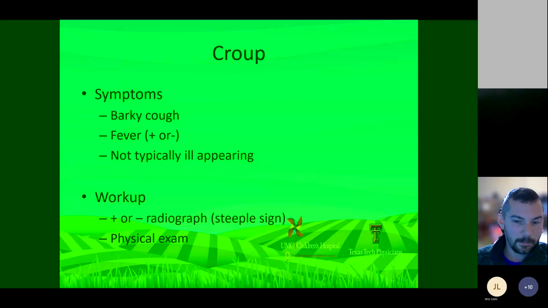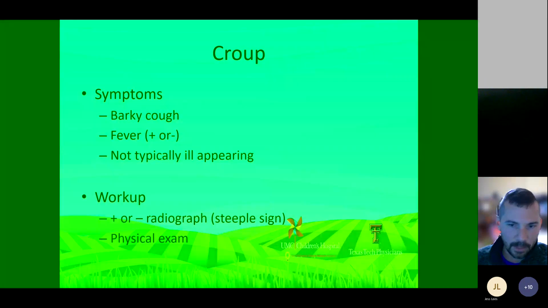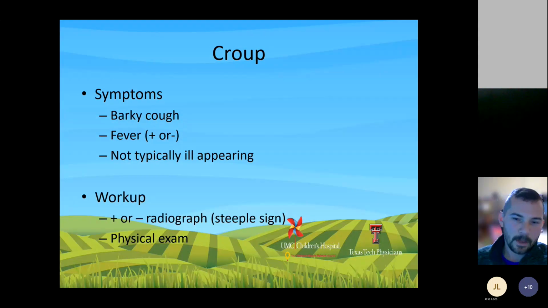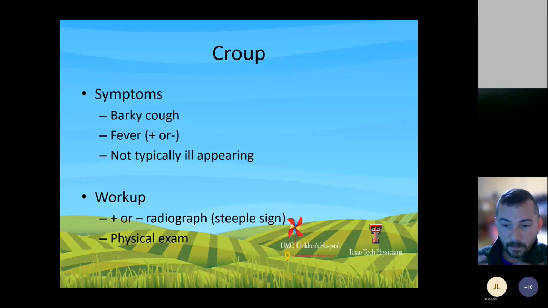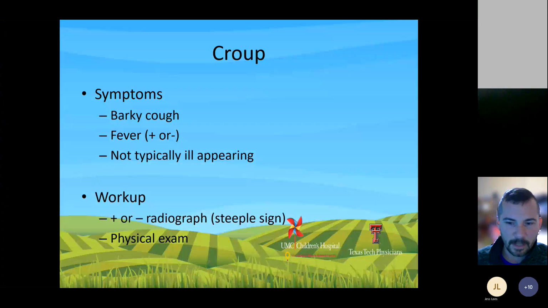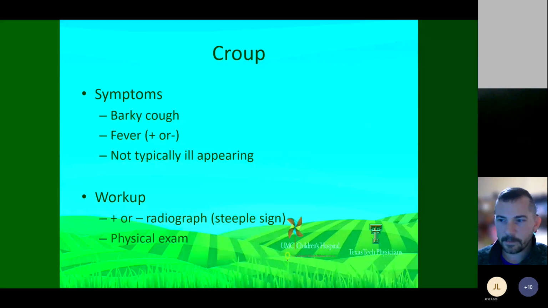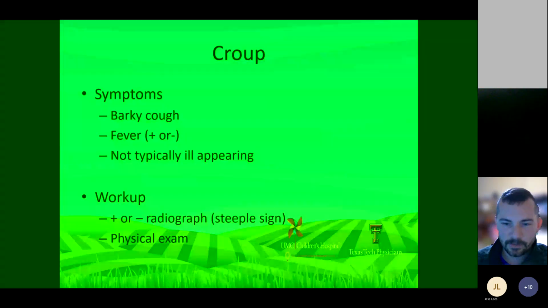And not usually ill appearing. They feel ill, but they don't look septic or like on their deathbed. They shouldn't, per se. Again, the complicated ones, that's a whole other story, but generalized croup, no. So the workup, plus or minus a radiograph. And so I'll show briefly a picture of an X-ray, what it looks like if a chest radiograph is obtained, to determine, okay, is this croup, or is there something we're working on here?